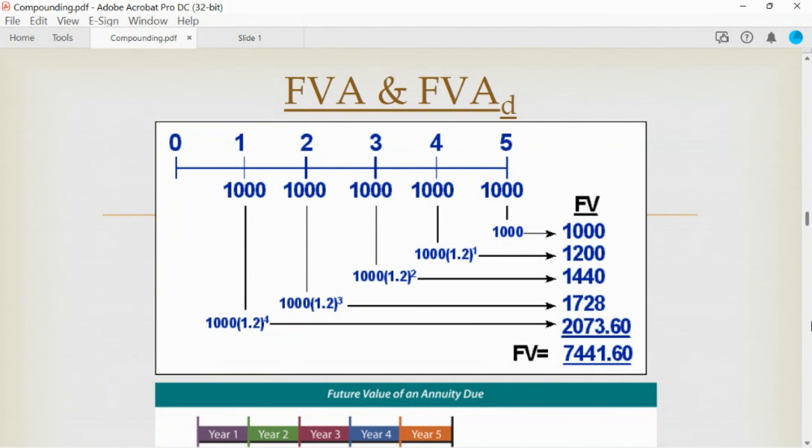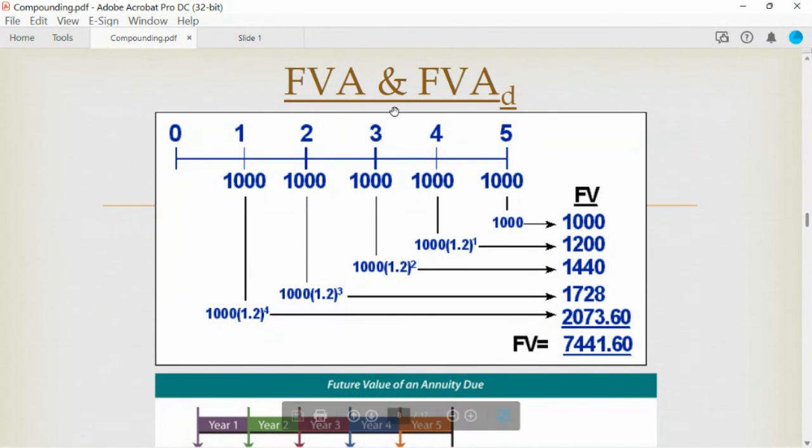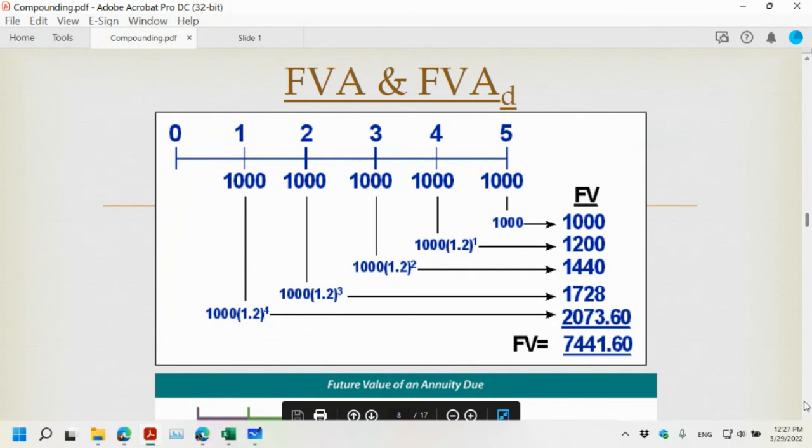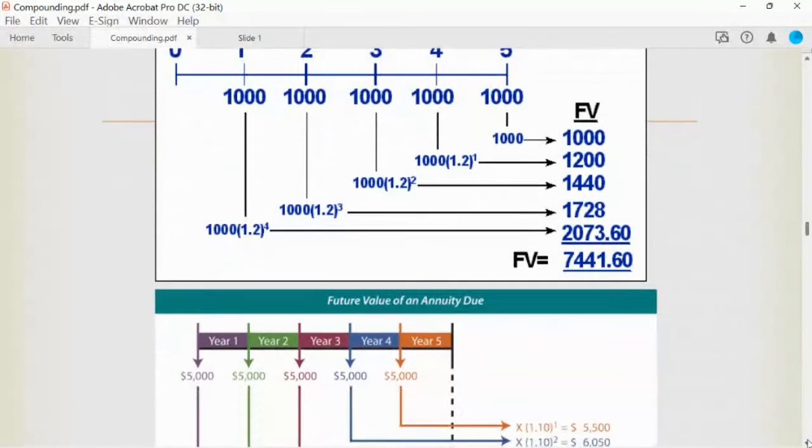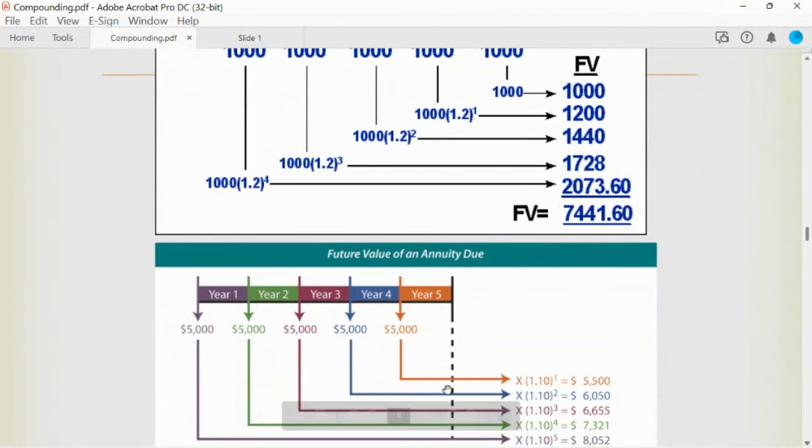Now, what is then this FVAD subscript D? That's called annuity due. Annuity due is the similar scenario, but the payment is made at time 0, at the beginning of the period, not at the end, right? So the same scenario, but you're making the deposit at the beginning of the year.